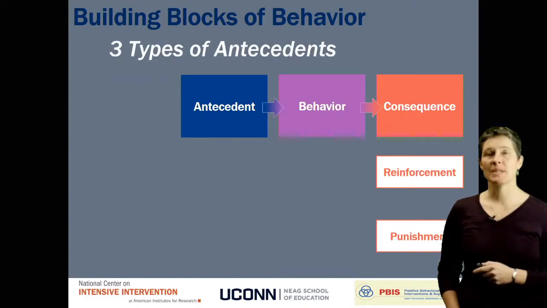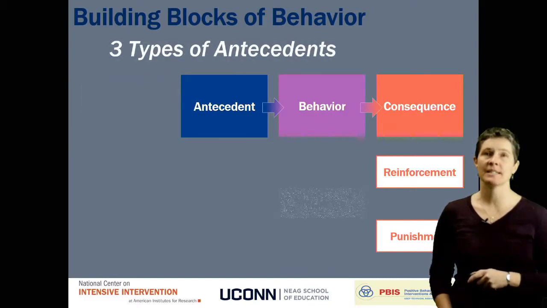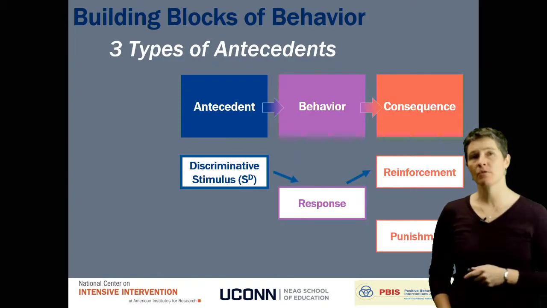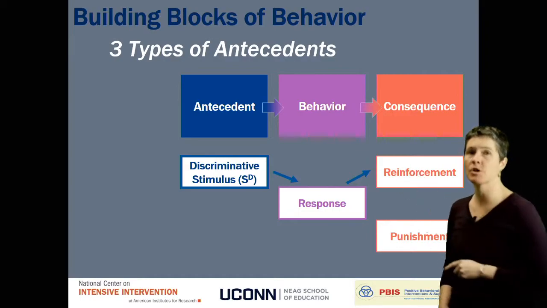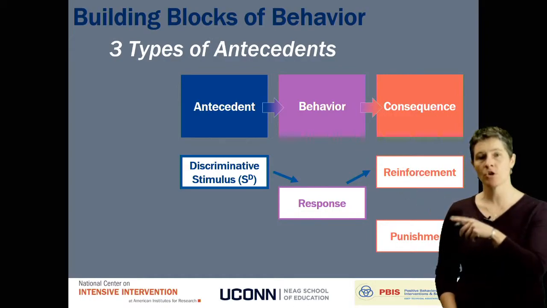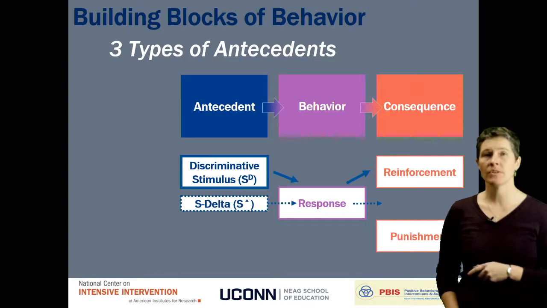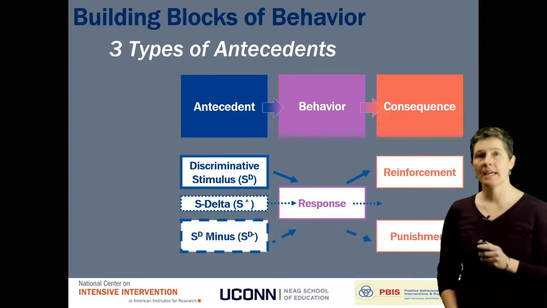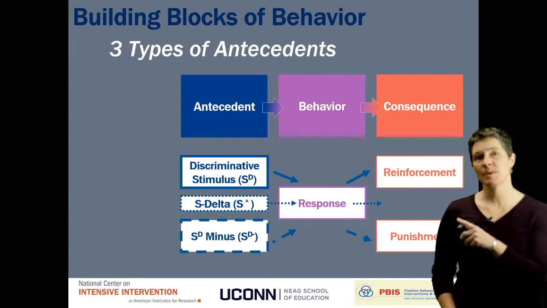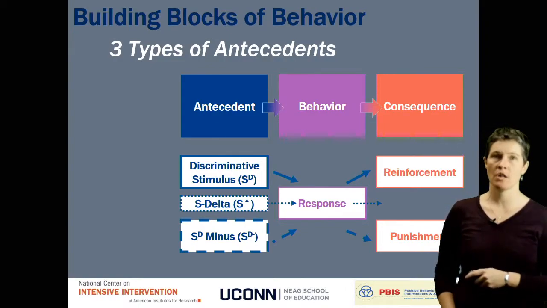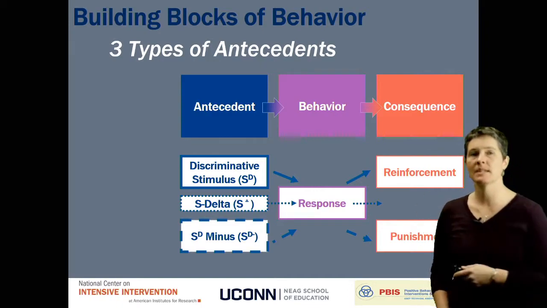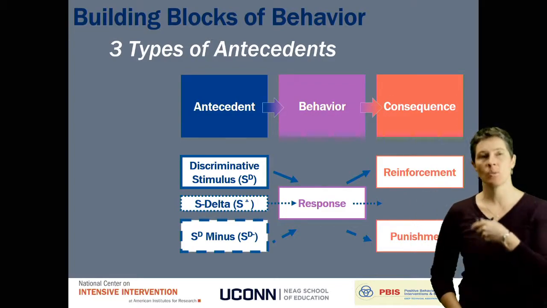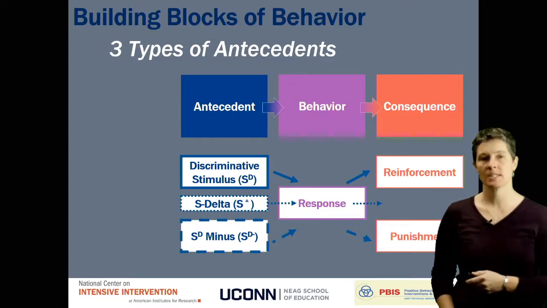When we think about those pieces, we also talked about 3 different types of antecedents. And these signal to the learner what type of reinforcement is available. So the discriminative stimulus lets the learner know that reinforcement is available. The S delta says no particular response is available. And SD minus signals that if you engage in this behavior right now, punishment is likely to follow. And so those different antecedents help us teach kids when to use different behaviors. And the consequences help us understand why they're using those behaviors and how to adjust the environment.